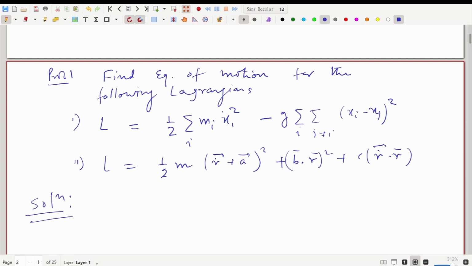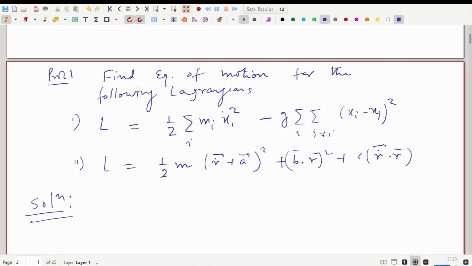Okay. So, let us consider the solution for this. When you have a summation in your Lagrangian, you have to differentiate with respect to some variable which is not some index, you have to choose one which is not appearing. So, for example, let us find the equation for the first case. Case 1. The equation for x_k, because i and j variables we are already using.